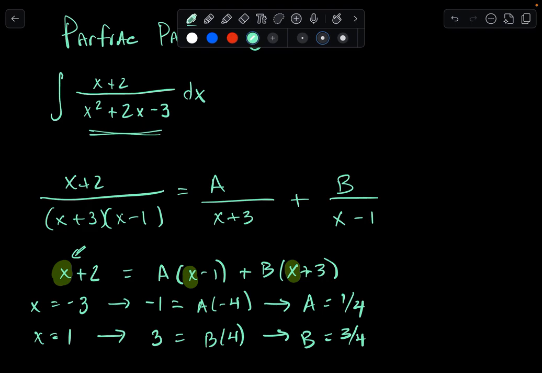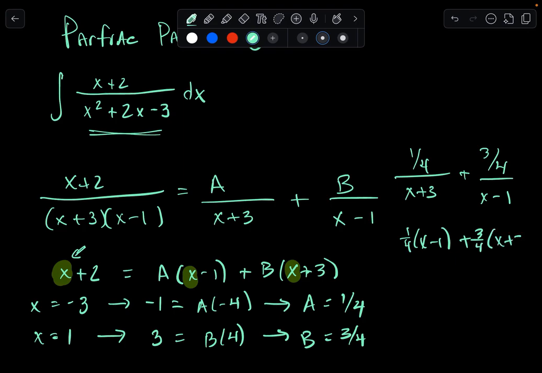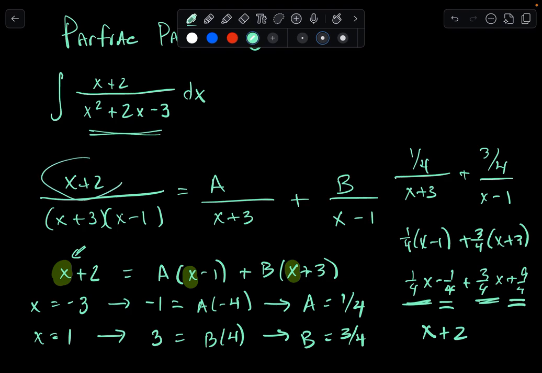So if you have 1/4 over x plus 3 plus 3/4 over x minus 1, it actually works out. If you do 1/4 times x minus 1 plus 3/4 times x plus 3, you get 1/4 x minus 1/4 plus 3/4 x plus 9/4. And look at here, this and this add up to x, and these two things add up to 8/4, which is 2, which is what we had in the beginning, right?